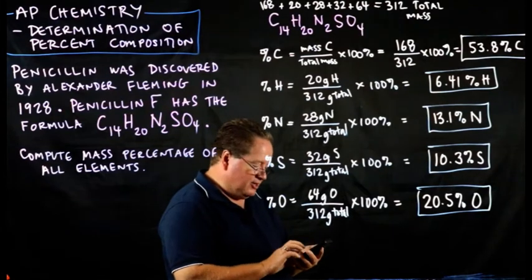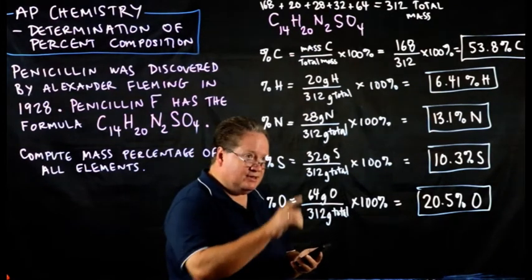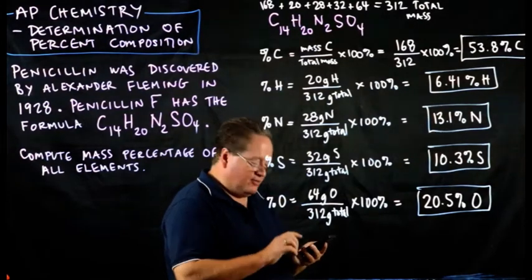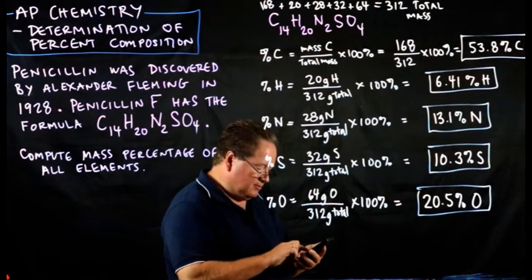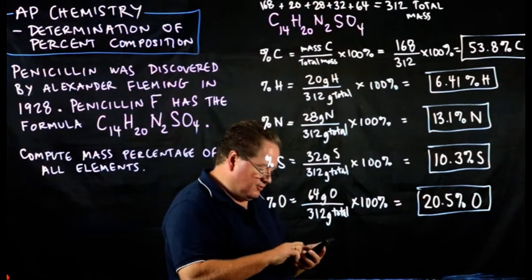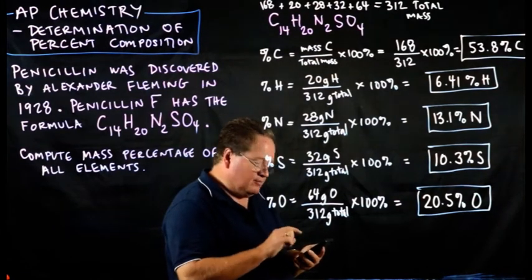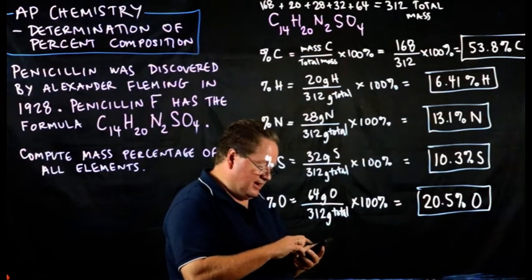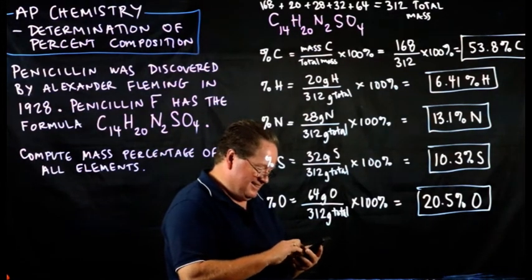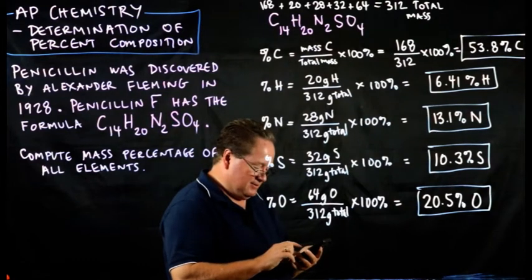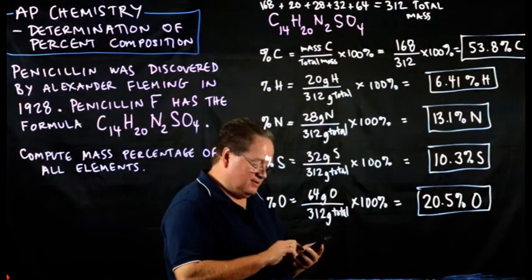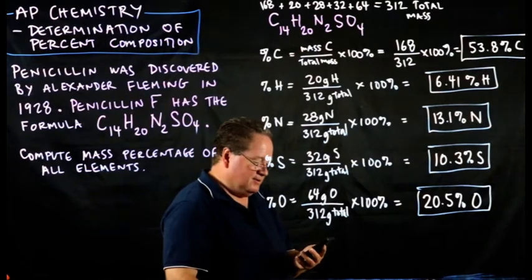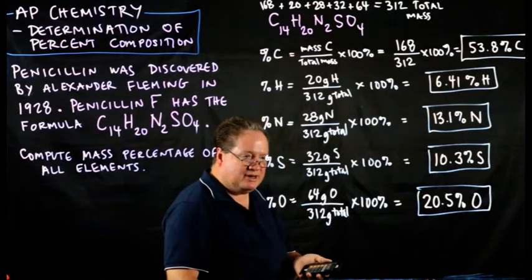So I've got 20.5 plus 10.3 plus 13.1 plus 6.41 plus 53.8. I messed something up. It came out to 104%. What did I screw up?